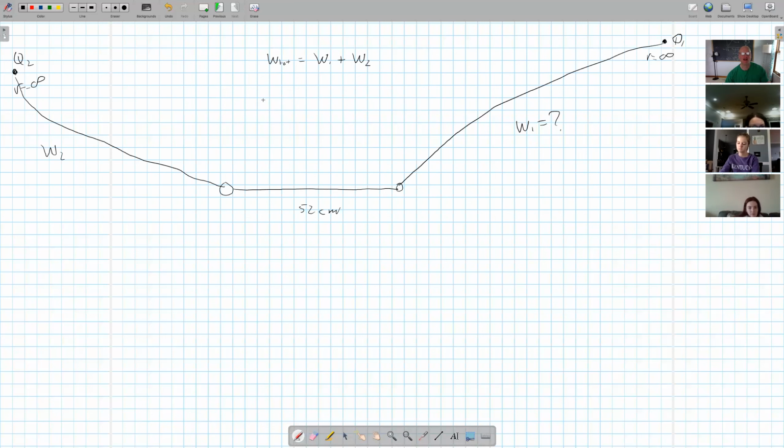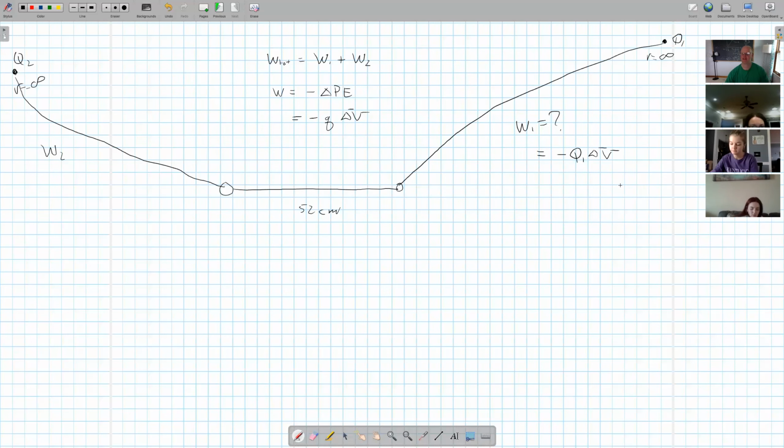Now, what we know is that work is equal to what? Negative the change of potential energy. Or this is equal to negative the charge times the change of potential. So let's think about this. Let's think about work 1. This is going to be equal to negative Q1, because that's the charge, times the change of potential.